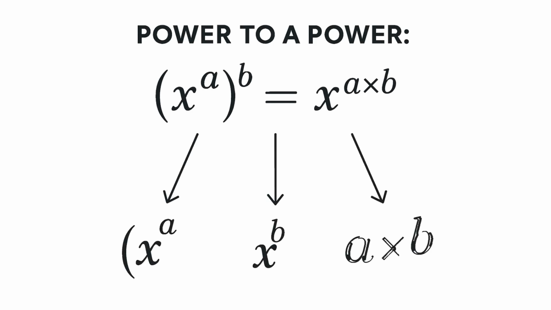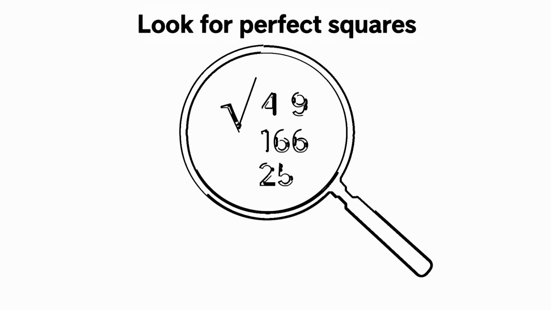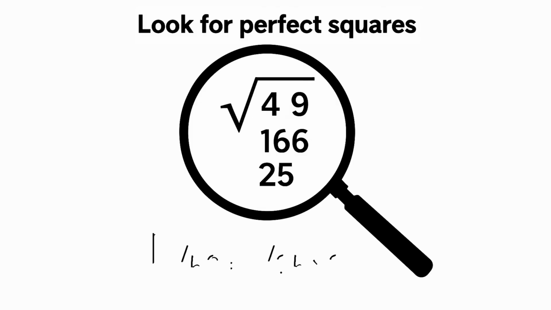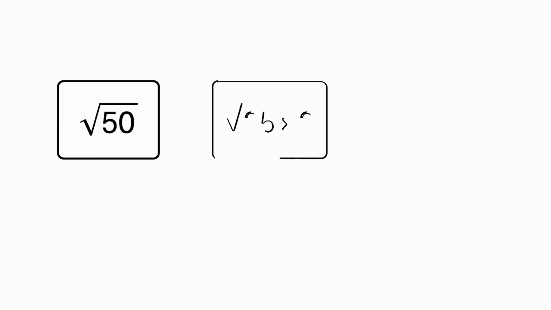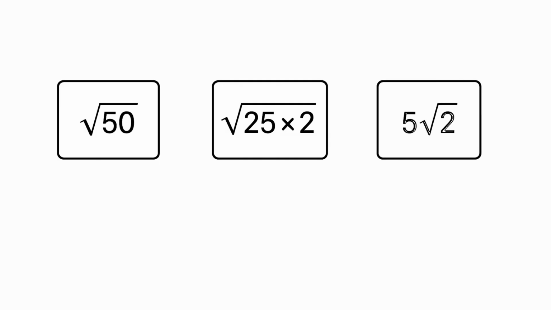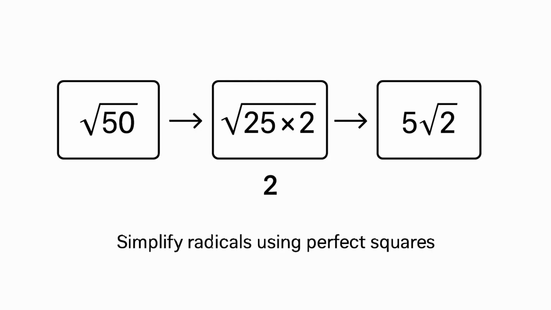Now, how do we simplify radicals? A good trick is to look for perfect powers inside the root. For square roots, look for perfect squares like 4, 9, 16, and 25. For example, the square root of 50 can be written as the square root of 25 times 2. That becomes 5 times the square root of 2. For cube roots, look for perfect cubes like 8, 27, and 64.